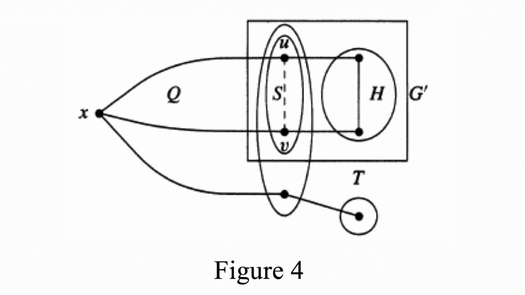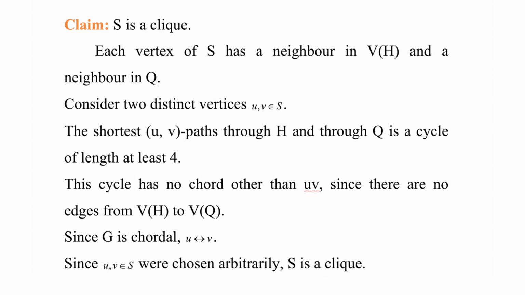We are going to prove S is a clique. Each vertex of S has a neighbor in V of H and a neighbor in Q. Consider two distinct vertices U, V in S. The shortest UV paths through H and through Q form a cycle of length at least 4. This cycle has no chord other than UV, since there are no edges from V of H to V of Q. Since G is chordal, U, V are adjacent to each other. Since U, V in S were chosen arbitrarily, S is a clique.